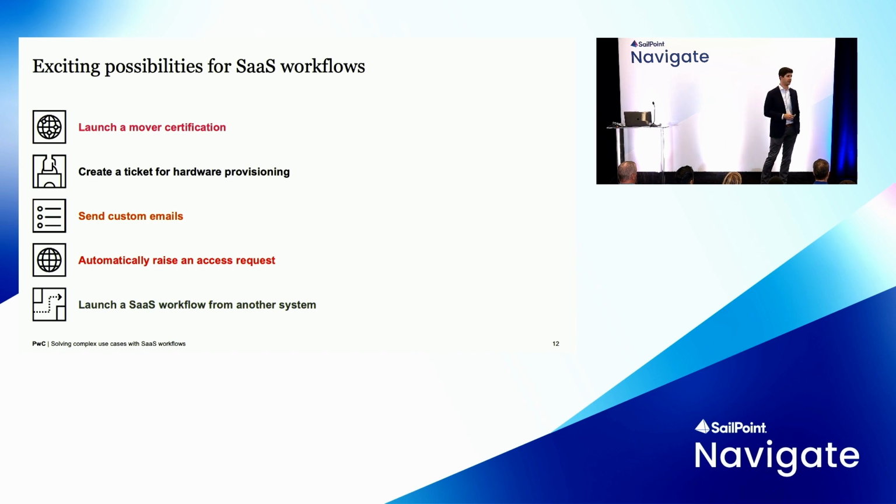Next thing you might want to do is create a ticket somewhere, right? Create a ticket for hardware provisioning. Very common use case that I see all the time is joiners. We want to be able to create a ticket in ServiceNow for a laptop, right? And maybe that's part of a more complex flow. Workflows is a great way to do that.